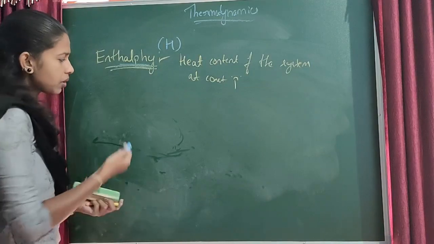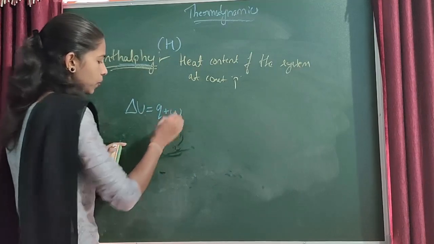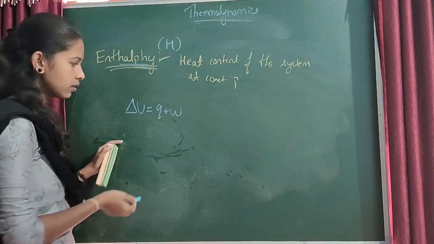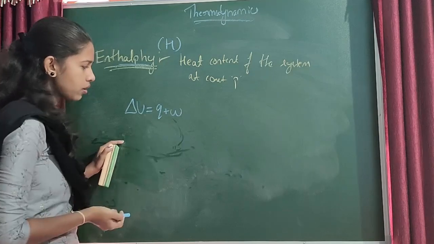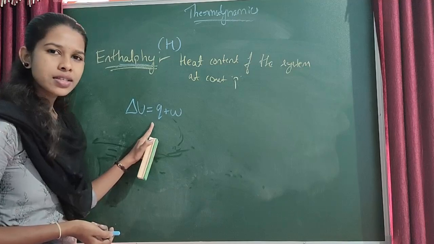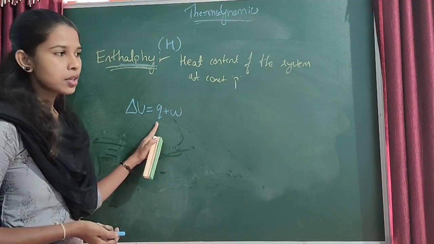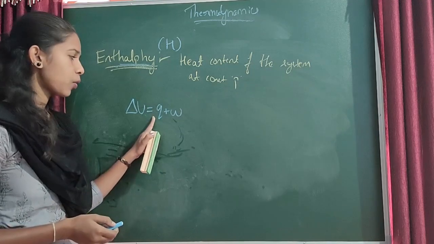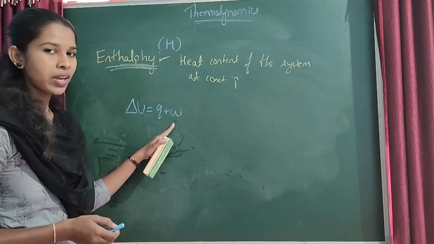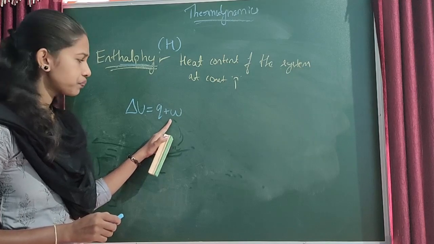Now from the first law of thermodynamics we have this equation, delta U is equal to Q plus W. Here both Q and W are positive, they have positive sign, right? We have discussed the sign convention of heat and work in our previous sessions, that is, when to take positive and when to take negative for Q and W.